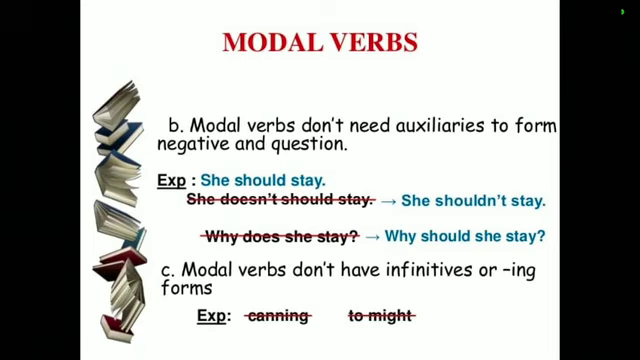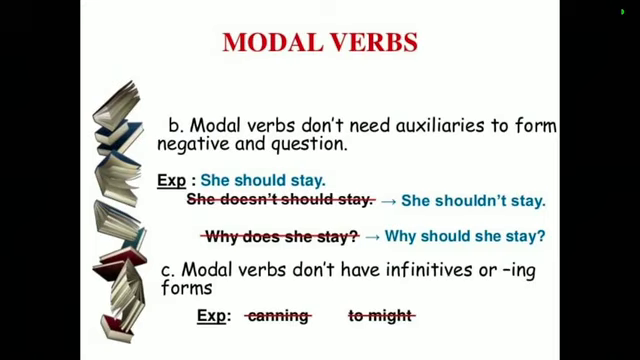Now about modal verbs. Modal verbs don't need auxiliaries to form negative and question. For example, she should stay. If you write the sentence in such a way, she doesn't should stay, then your sentence will be wrong. You have to write that she shouldn't stay. In the same manner, if you frame a sentence like, why does she stay, then you will be wrong. You have to frame the sentence, why should she stay?